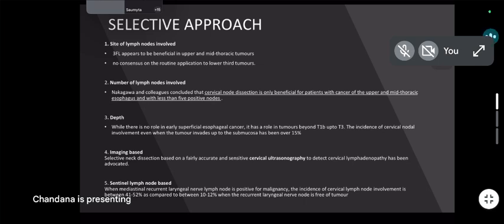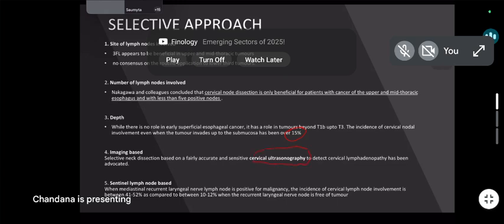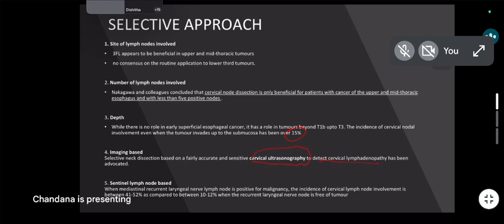So, depth of the tumor. Well, there is no role in early superficial esophageal cancer. It has a role in tumors beyond T1b up to T3. The incidence of cervical node involvement when the tumor invades up to submucosa has been over 15%. So image-based selective neck dissection, based on a fairly accurate and sensitive cervical ultrasound showing cervical lymphadenopathy, we can do cervical lymph node dissection. And if the sentinel lymph node, that is the mediastinal recurrent laryngeal nerve node, is positive for malignancy, then we can go ahead and remove the cervical lymph nodes.